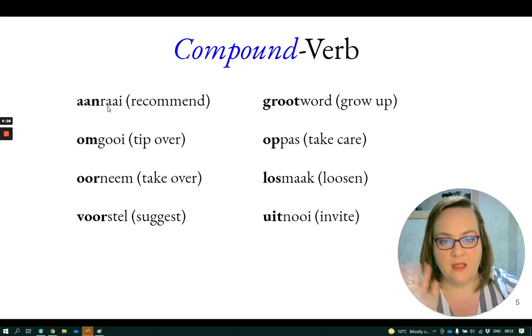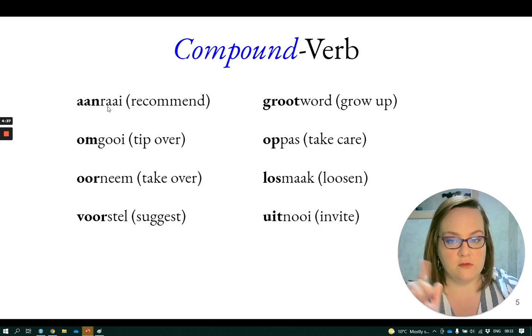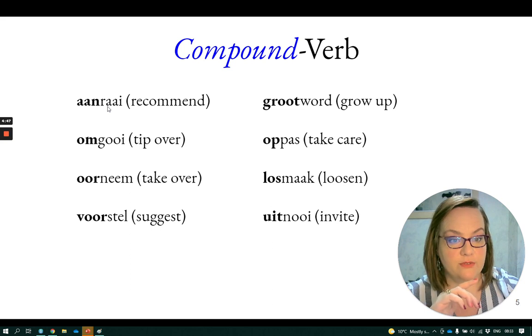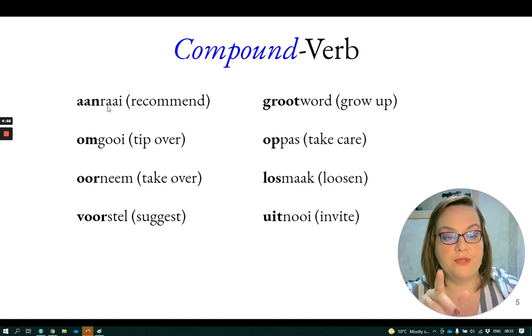Compound verbs. I'm going to read them to you, and I'm going to put an accent on the first part of the word. Aanraai, omgooi, oorneem, voorstel, groot word, oppas, losmaak, uitnooi.